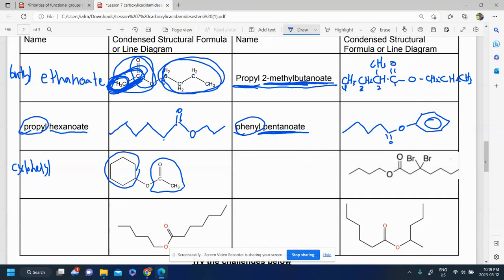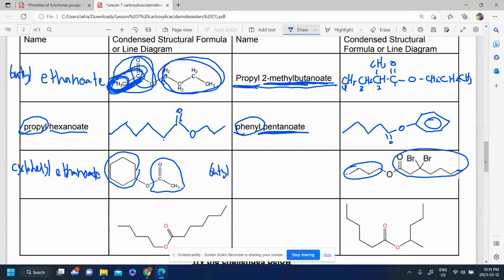And then we have ethanoate. Okay, let's go ahead and try this one here. Here we have the carboxylic acid end over here and the alcohol end over here. So let's go ahead and name the alcohol end first. So 1, 2, 3, 4. So that means we have butyl.